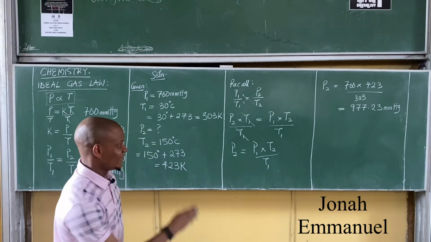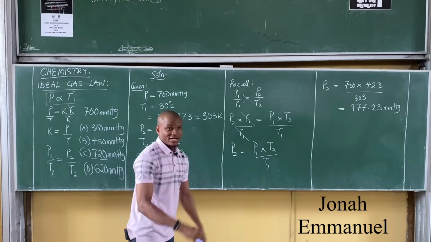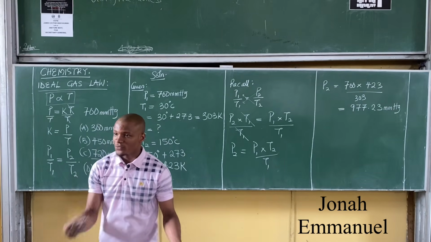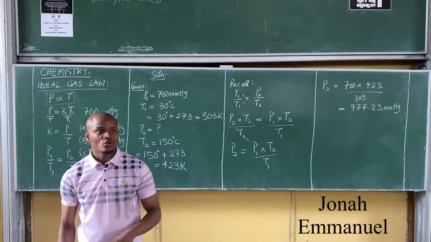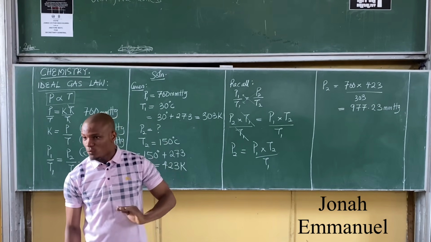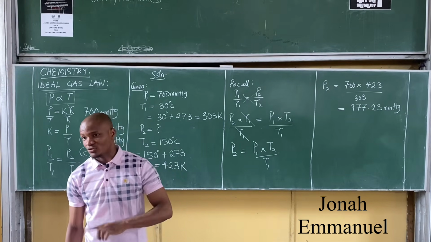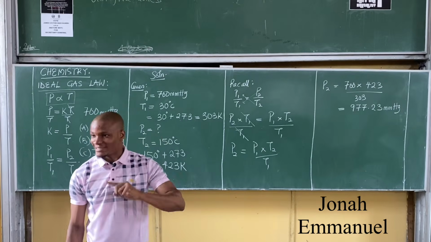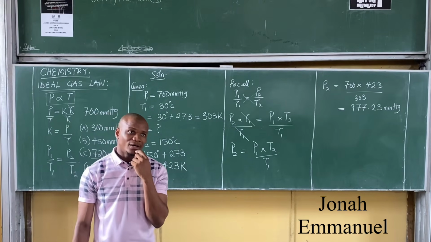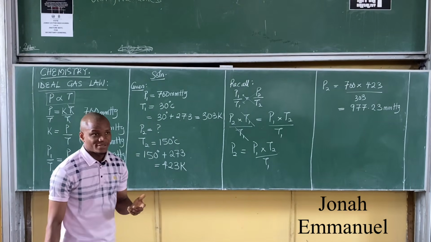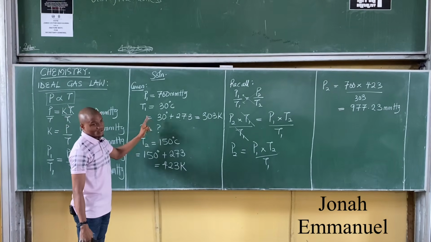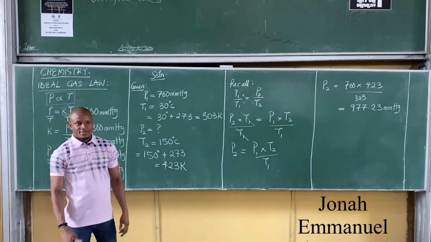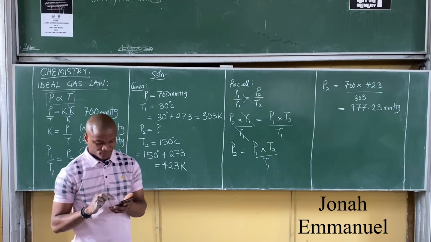So that's the concept. It's actually easy. Just know which one to use. Know when to use P1 V1 equals P2 V2, when to use V1 over T1 equals V2 over T2, and when to use P1 over T1 equals P2 over T2. And don't forget, in this case, the only thing you're converting is temperature. Alright, let's proceed please.